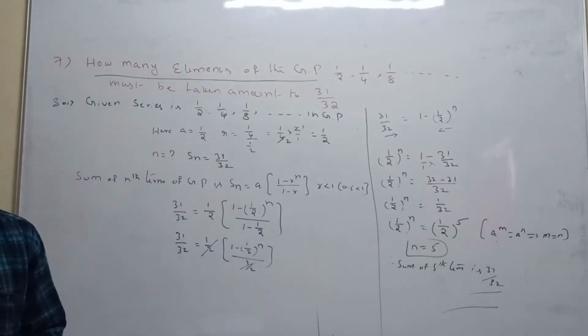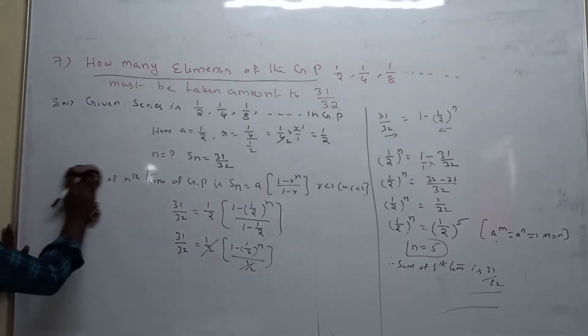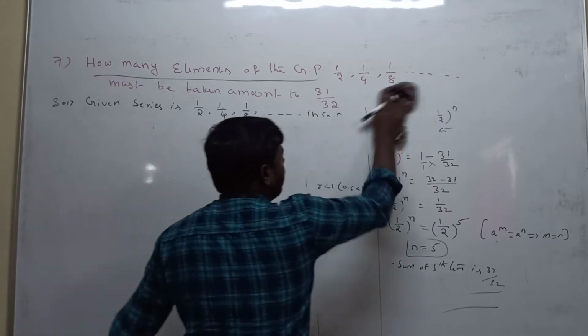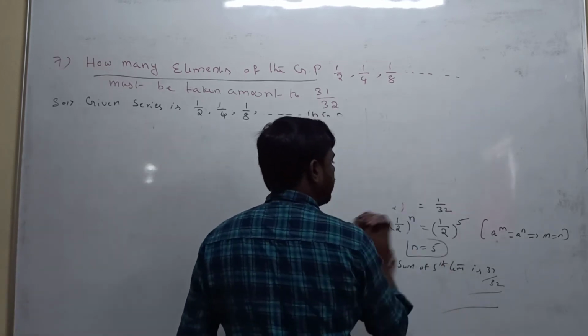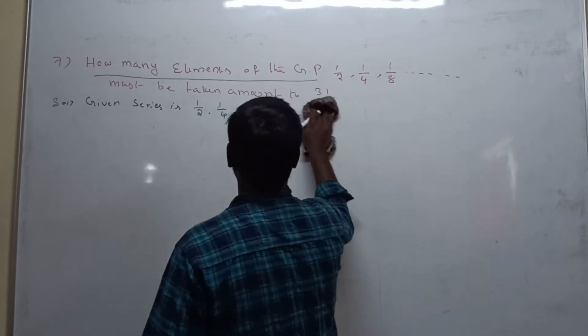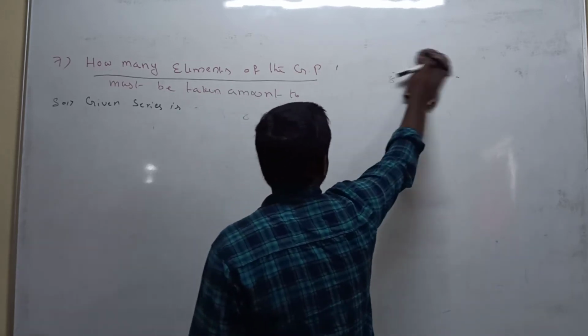Everyone understood? Now we are going to the 8th question. It is very easy, only to calculate the number of elements in the geometric progression. So, next, the 8th question.